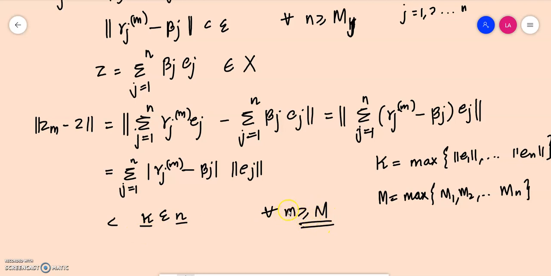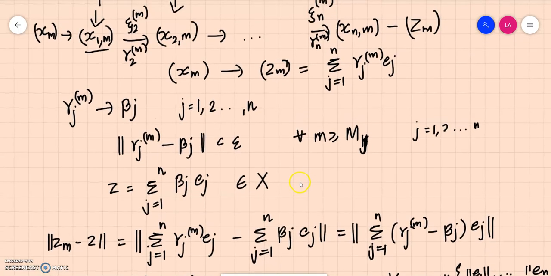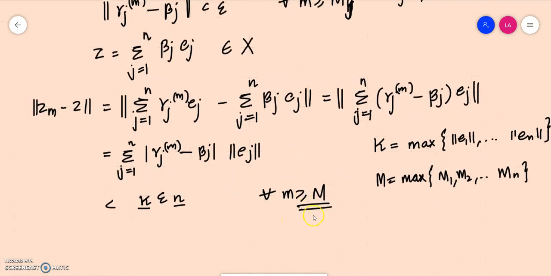Sorry, instead of n we have m. Here also we should have m. In the above case also we should have n. For every n, we should have n. So we have... okay. Now this means that epsilon is very small, and n is actually a fixed number. So this means that the term norm of zm minus z actually tends to 0 as m tends to infinity.